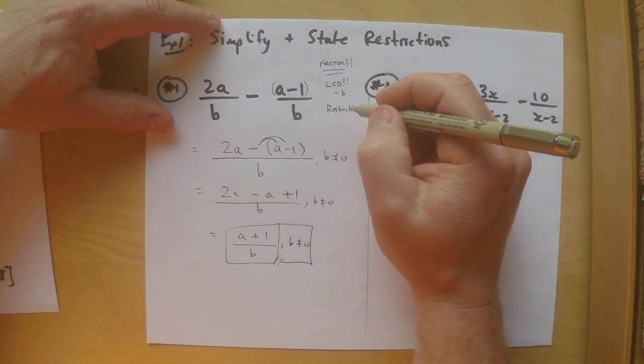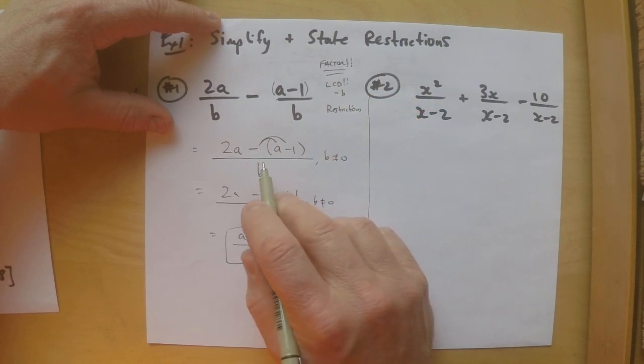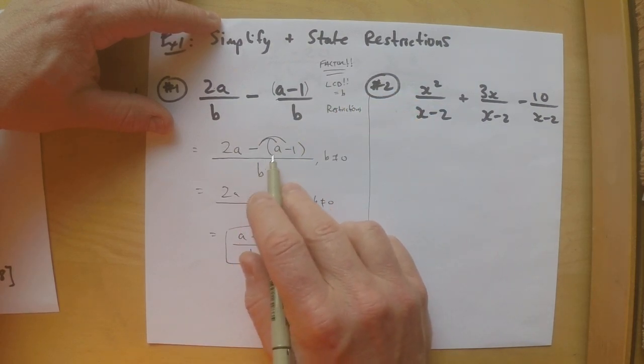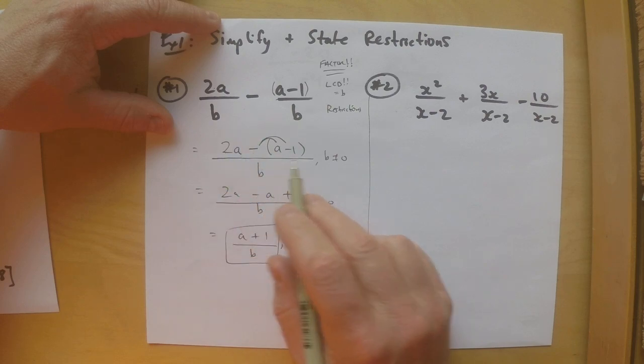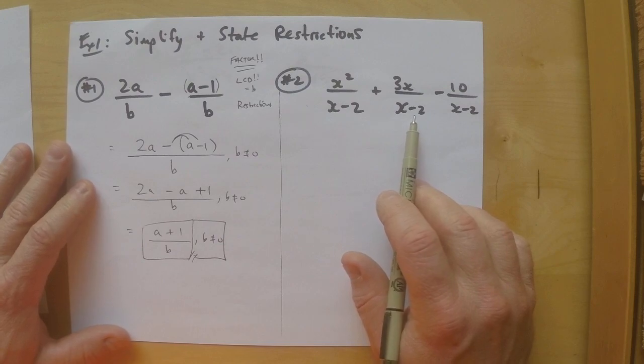Okay, so factor, LCD, restrictions, and then you're dealing with add, subtract, the numerator, and then seeing if you can go back and clean it up. So next example.